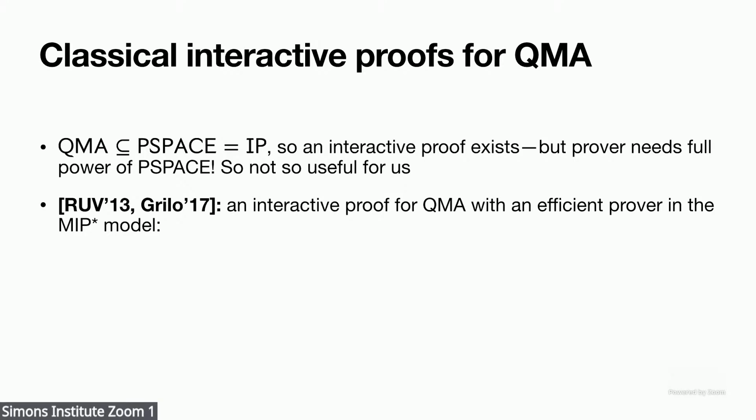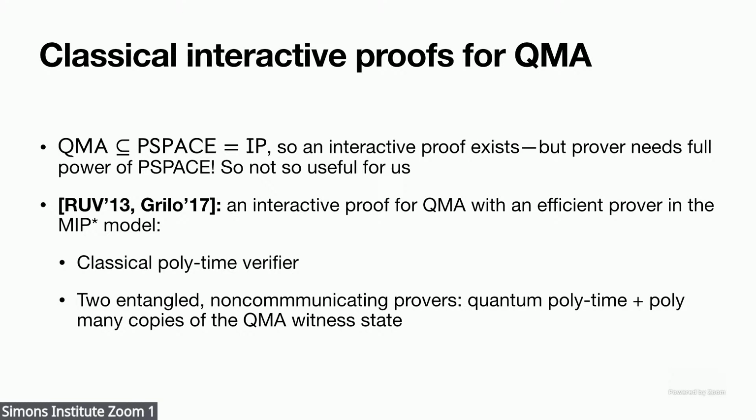In the world of 2 provers, it was shown by Reichardt, Unger, and Vazirani, and simplified by Grilo, and there's been a lot of work in this area, that there is an interactive proof for QMA with efficient provers in this 2-prover entangled model. This model is called MIP star. In this model, you have a classical polynomial time verifier and 2 entangled non-communicating provers. The provers are quantum. They get to share an entangled state, but they're not allowed to communicate during the interaction. And the provers are efficient in that they run in quantum polynomial time, and they're just given copies of the witness state for your QMA problem.